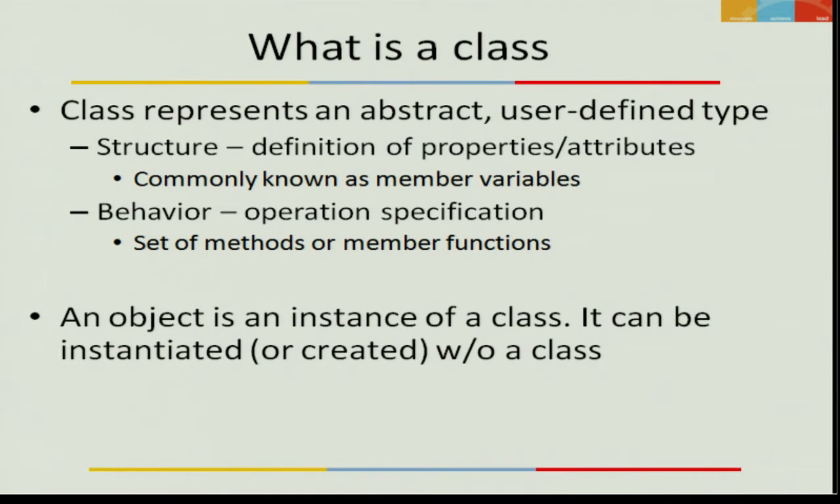So essentially, what's the difference between an object and the class? An object is nothing but an instance of a class. An object actually has a type, and the type is the class, and it can be instantiated, meaning that it can be created. So while creation, you can just say that create an object of that particular class type.